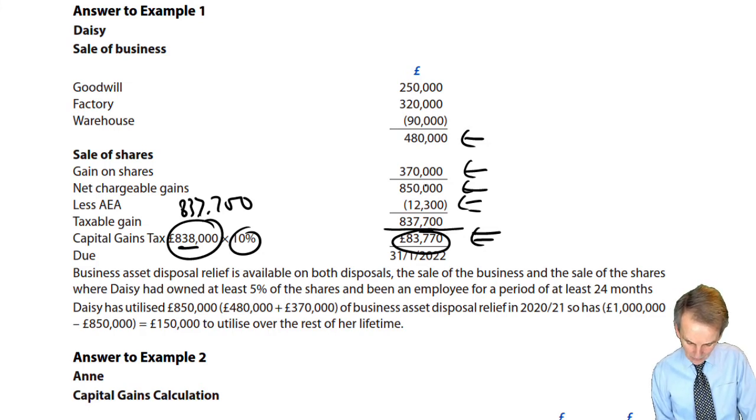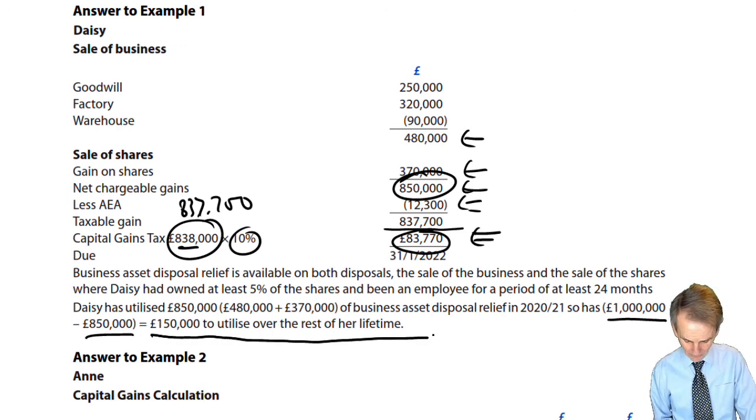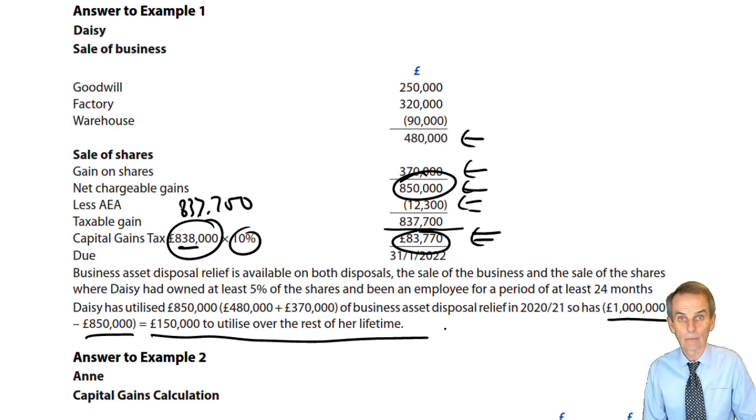It would mean that we had gains qualifying for relief, that's before the AEA, of £850,000. So £1 million is the lifetime limit. We've used up £850,000 of that lifetime limit. We've got another £150,000 to utilise over the rest of her lifetime. When would the tax be due? 2021 disposals. Therefore, the tax will be due, like all other assets, apart from residential property of course, on the 31st of January following the end of the tax year, and that is the 31st of January 2022.